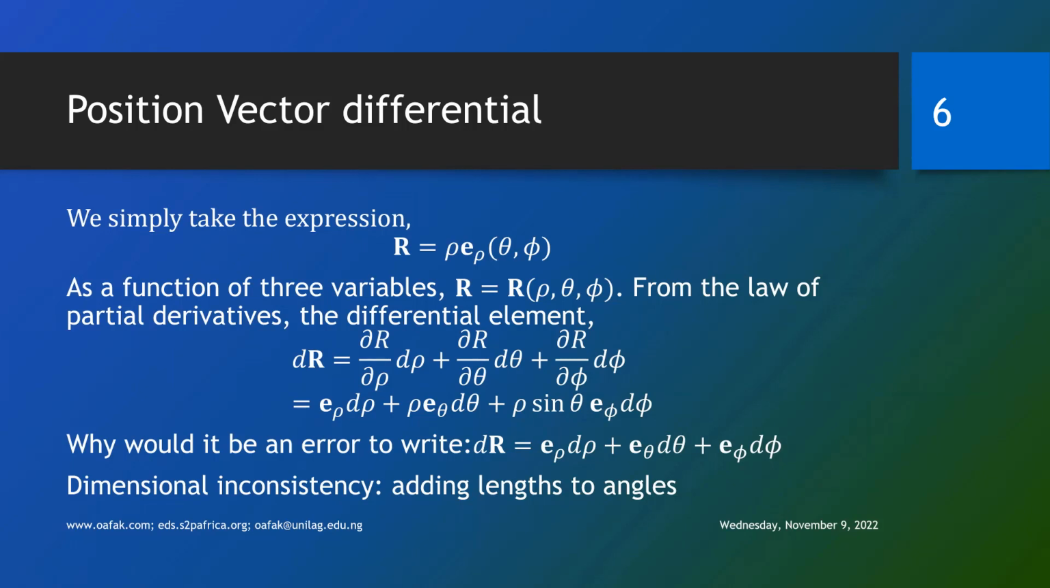Now, the next question I'm going to ask you is, why would it be an error to say dr is equal to E rho d rho, E theta d theta, and E phi d phi? Quickly answer that question. Why would it be an error? Just looking at this, why would this be wrong? This is correct. Why is this wrong? Apart from the fact that that's what we derived, just looking at the last expression there, why would that be seen as immediately wrong?